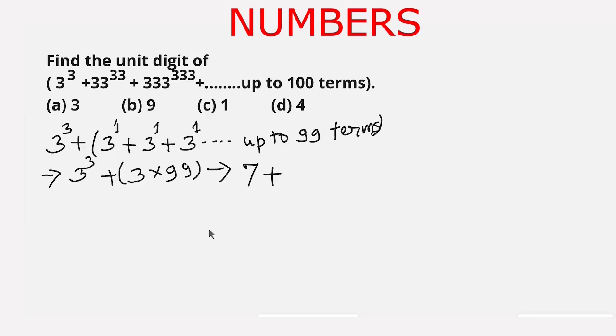So we will multiply the unit digit of 99, which is 9, by 3, and 9 times 3 is 27, and again the ones place or unit digit of 27 is 7. So this is going to give us 7 plus 7 is 14 and ones place digit is 4 of 14. So we are going to get the ones place digit 4 of the entire calculation. And from the given options, our answer is option D, 4.